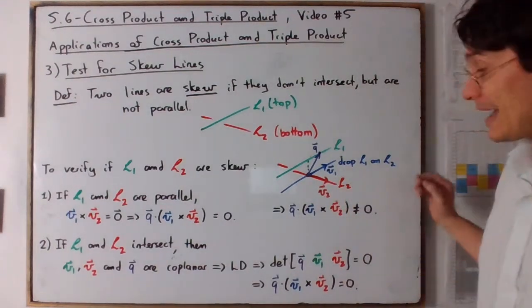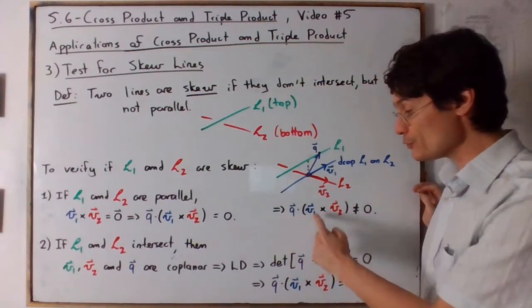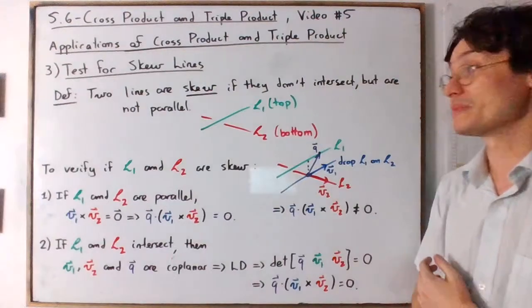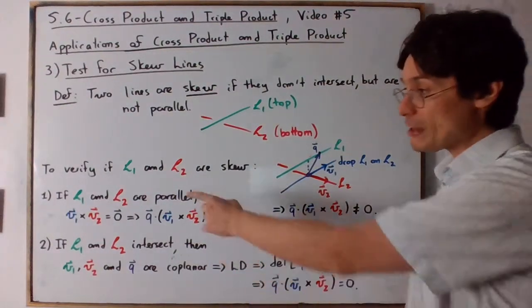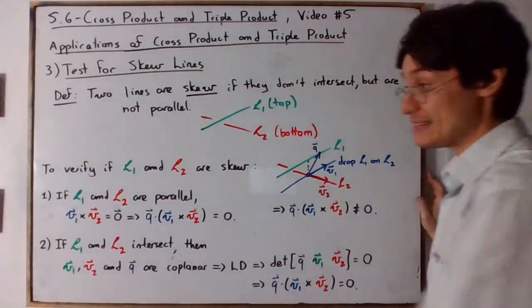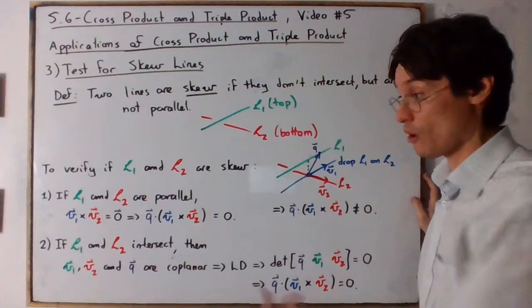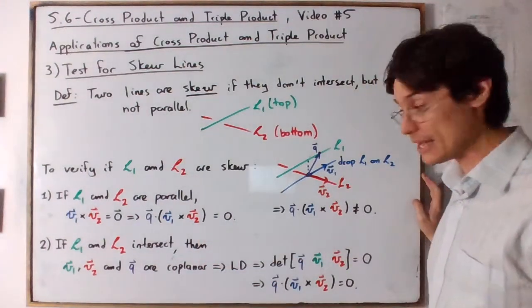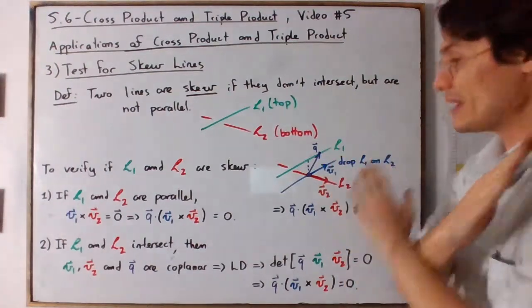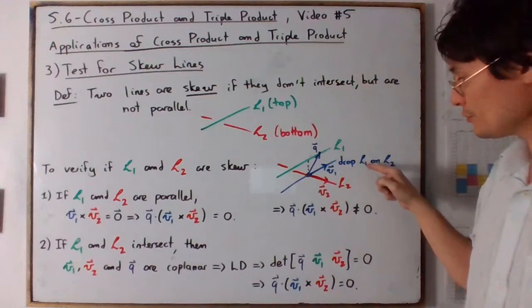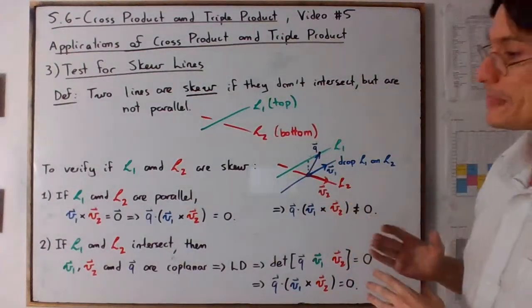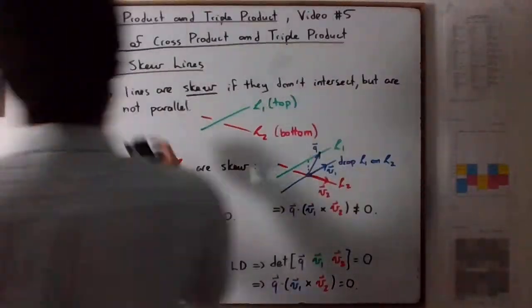If these lines are skew, the triple product of Q, V1, and V2 will not be 0. It will result in a parallelepiped of non-zero volume. That's the idea behind the proof. Now, if L1 and L2 were parallel, the cross product of V1 and V2 will be equal to 0, forcing the triple product to also be 0. Then there's also the case in which they're not parallel, but they intersect. Here I will sketch the situation to show you what's happening in reality.